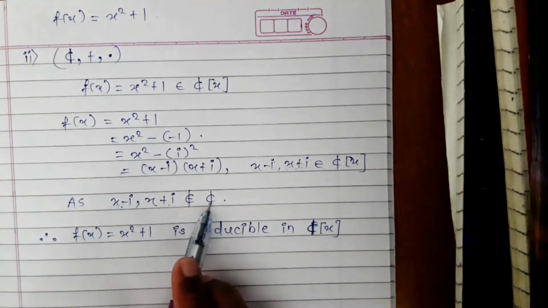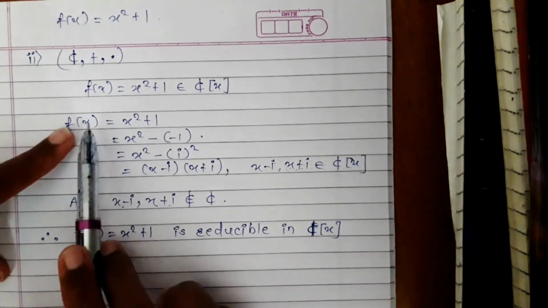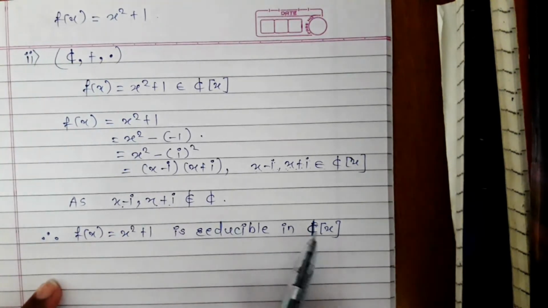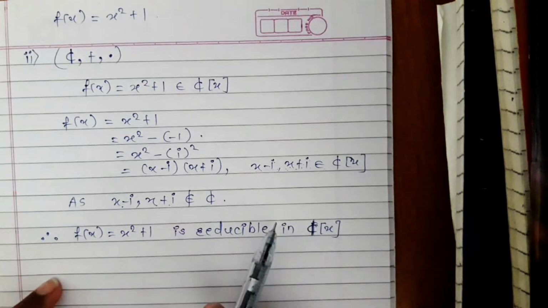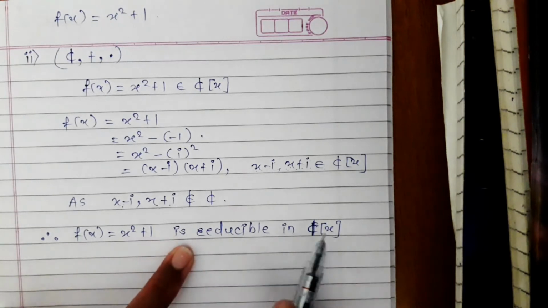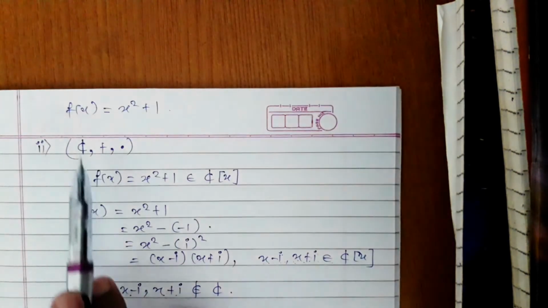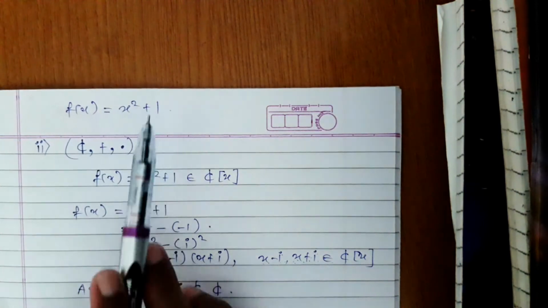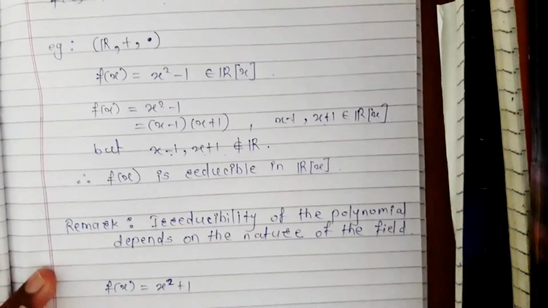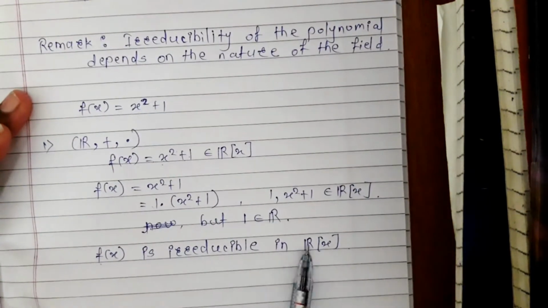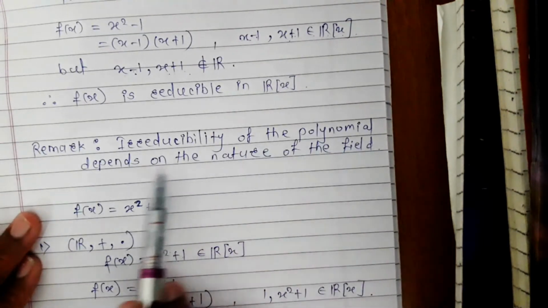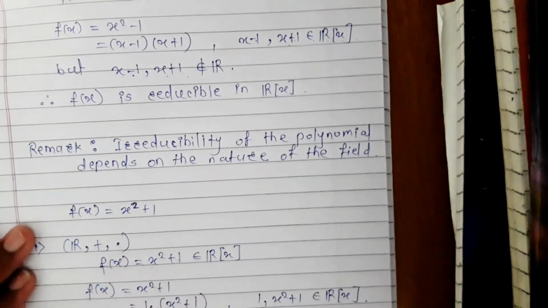Therefore, by the definition of irreducible polynomial, f of x is equal to x square plus 1 is not irreducible in polynomial ring Cx. Therefore, f of x is equal to x square plus 1 is reducible in polynomial ring Cx. Here the polynomial is the same, f of x is equal to x square plus 1, but it is reducible in polynomial ring Cx and irreducible in polynomial ring Rx. Therefore, irreducibility of polynomials depends on the nature of the field.